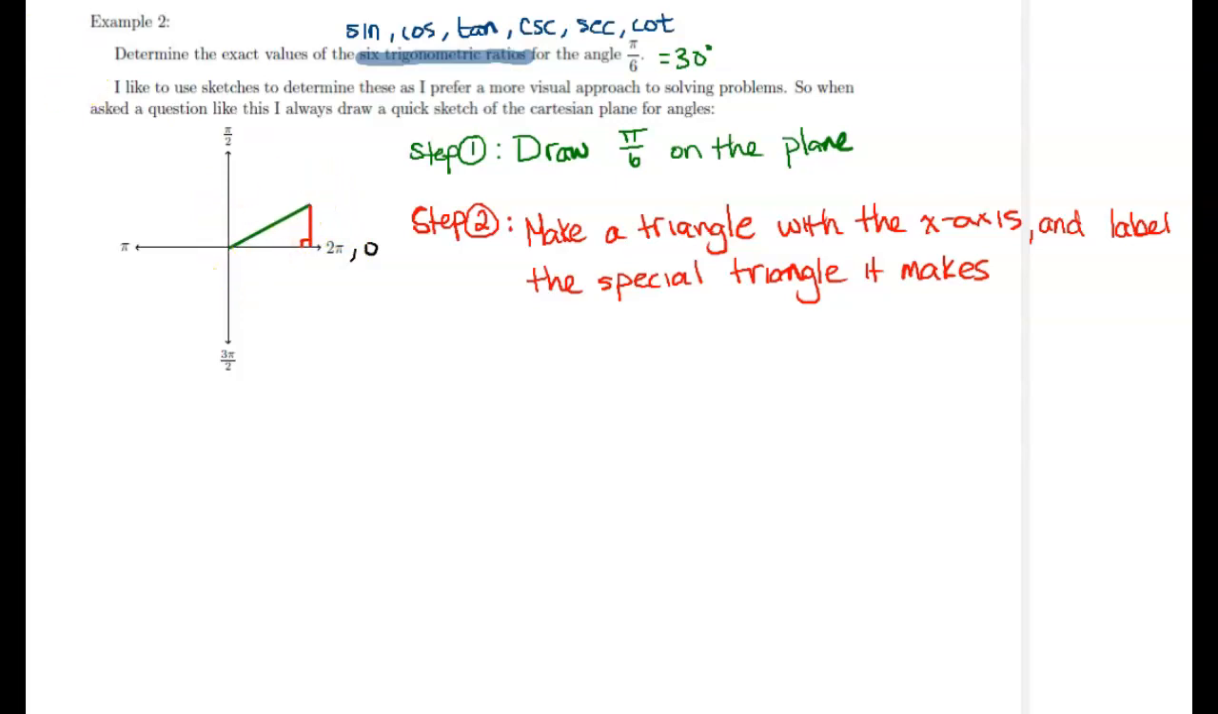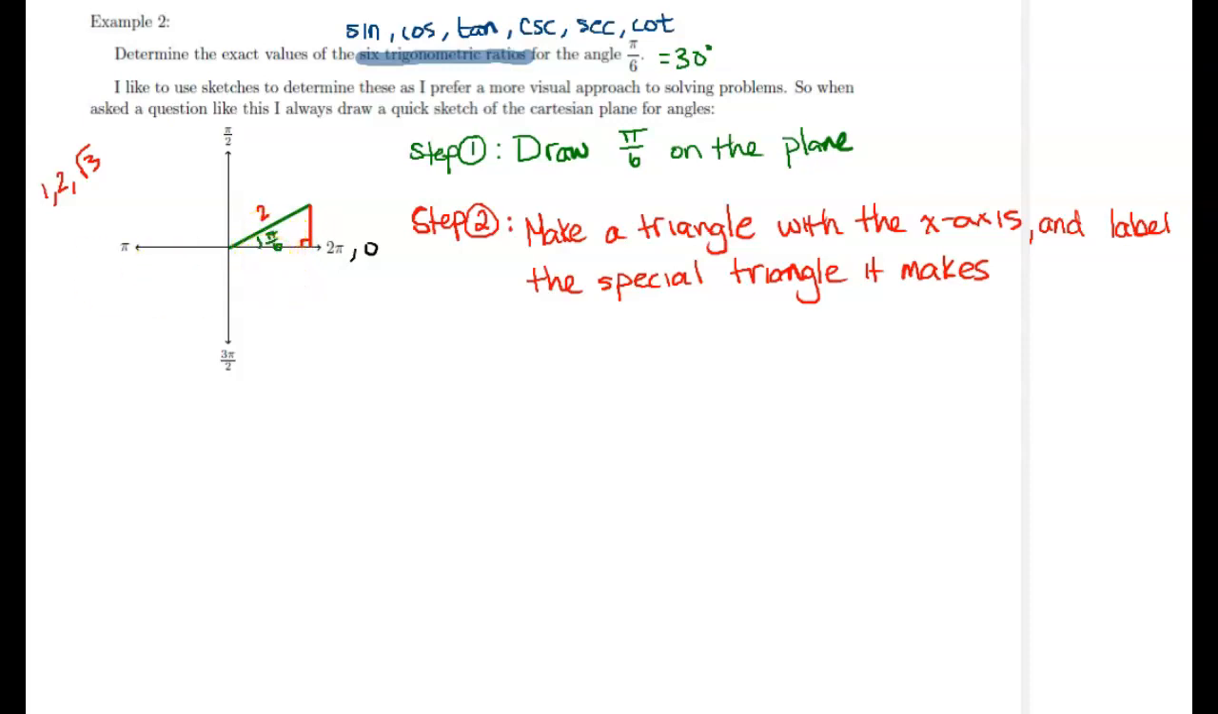So when we drew this at pi over 6, right? Now I have to take a look and think, okay, is this going to be a 1, 1, root 2 triangle? No, doesn't look like it, because if this is 30 degrees, or pi over 6, this is going to be a 1, 2, root 3 triangle. Well, my 2 always goes on the hypotenuse. But then I have to figure out which side is the 1 and which side is the root 3.